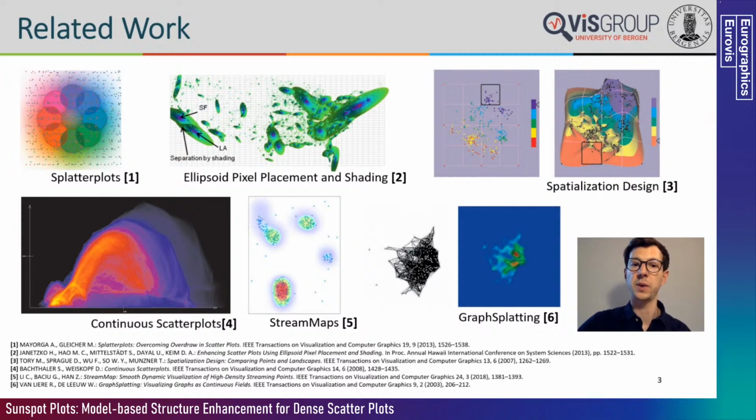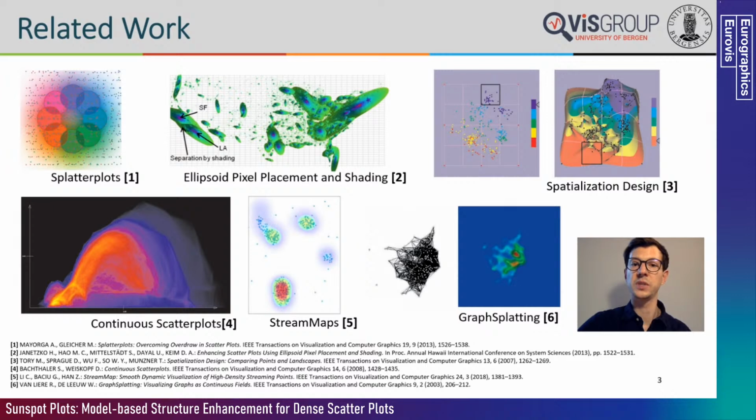A second work that inspired us was ellipsoid pixel placement in combination with shading. Related to their approach, we believe that additional illumination cues can emphasize local variation and highlight structures. A study that also influenced our design process was a spatialization design paper comparing points and landscapes. Within their setup, we consider the choice of the right camera position as especially relevant, since occlusions can occur much more easily in 3D than in 2D.